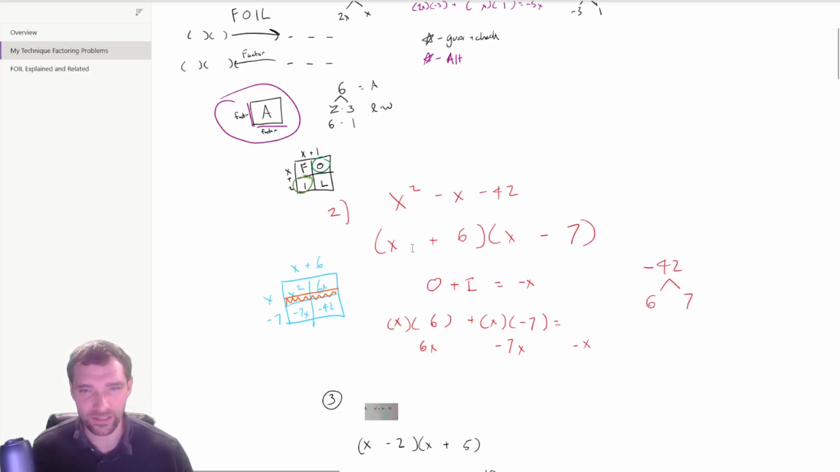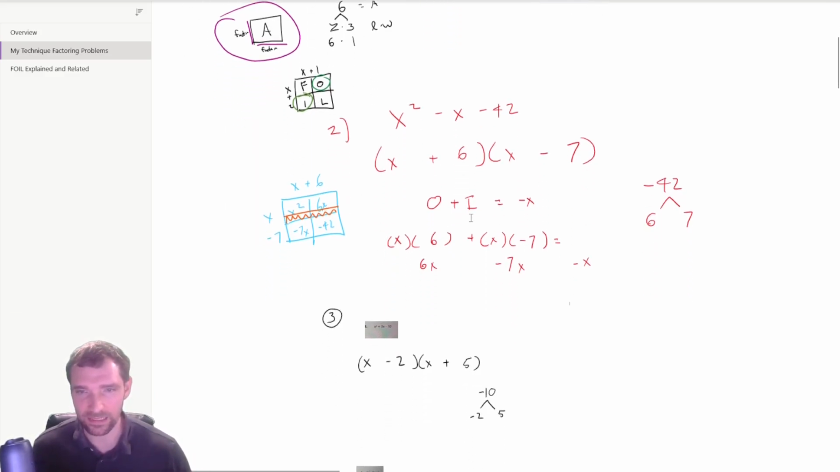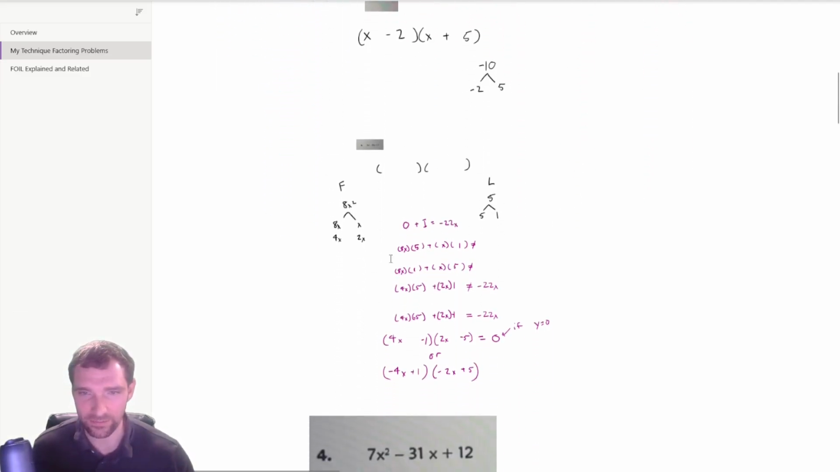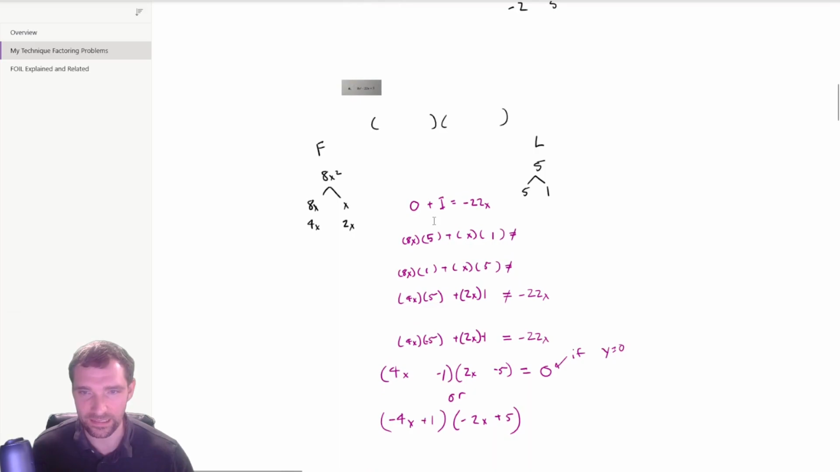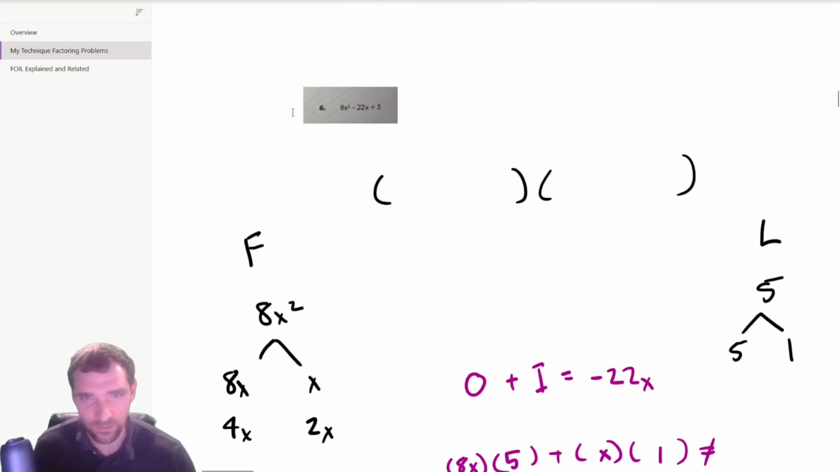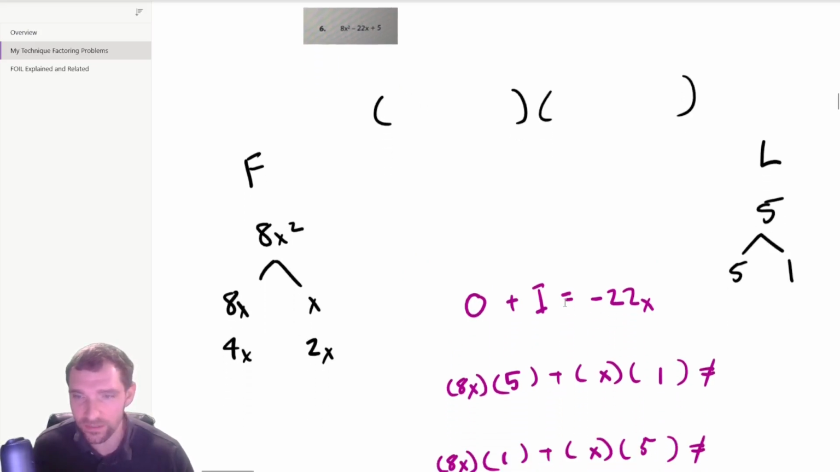So you can think of it like, okay, I'm getting my first and my last, those are pretty easy, but then I need to combine this outside and inside. So I can do that with this way of keeping track of outside and inside and what it should be adding up to. So I've got another problem here, x squared minus 22x plus 5.